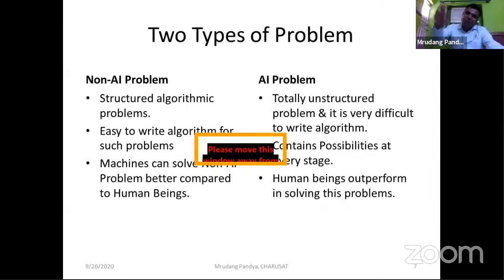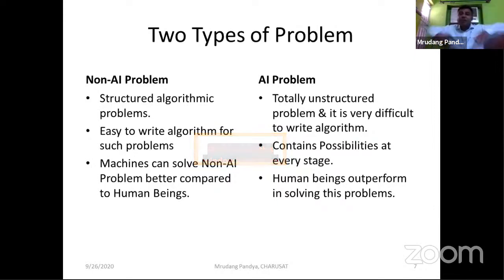You cannot give the specific thing. You will have a probability. You can say that this will happen 10%, this will happen 50%, this will happen 80%. That kind of thing. You will have lots of probabilities at each and every stage, like a chess game you can consider, right?